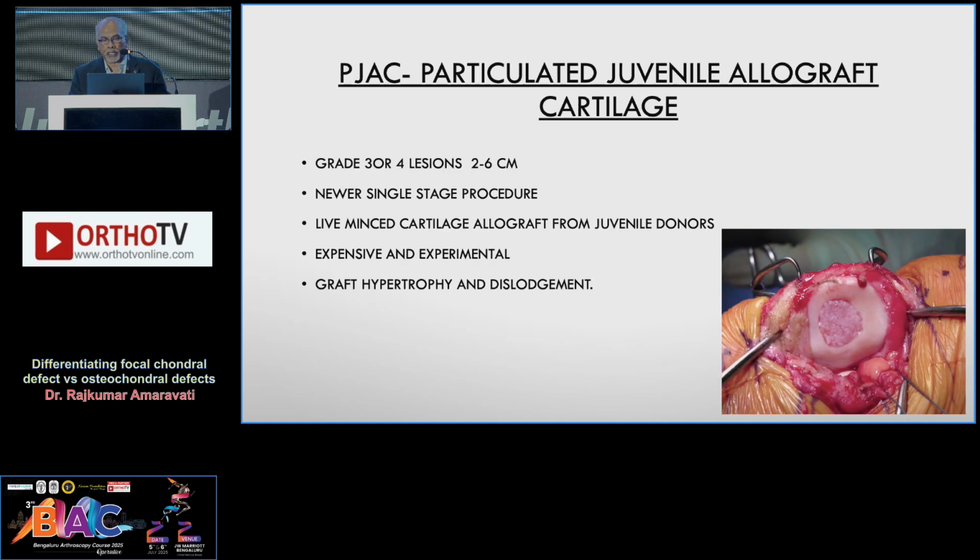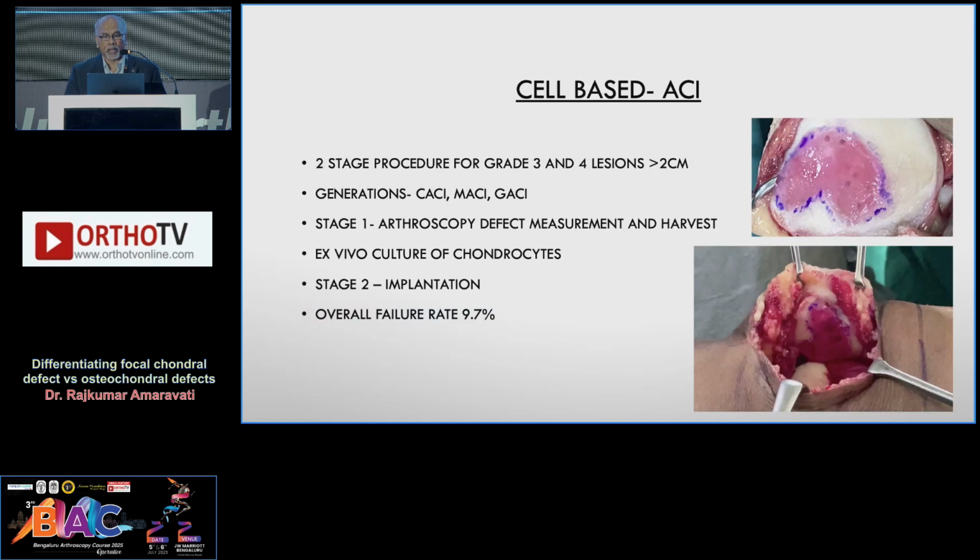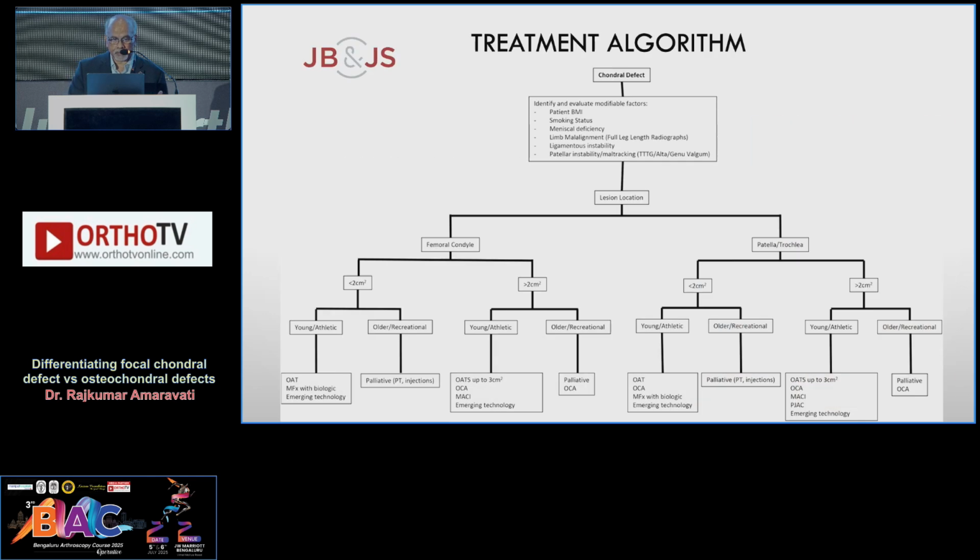Juvenile particulate cartilage is also a way of managing cartilage defects in the bone. Then off-the-shelf materials are available to manage cartilage defects in a large way. Having said that, what is a go-to procedure in our setup? We do a two-stage procedure of autologous chondrocyte implantation. Our results are great, which we'll be presenting in subsequent conferences, in the meeting of the IAS.